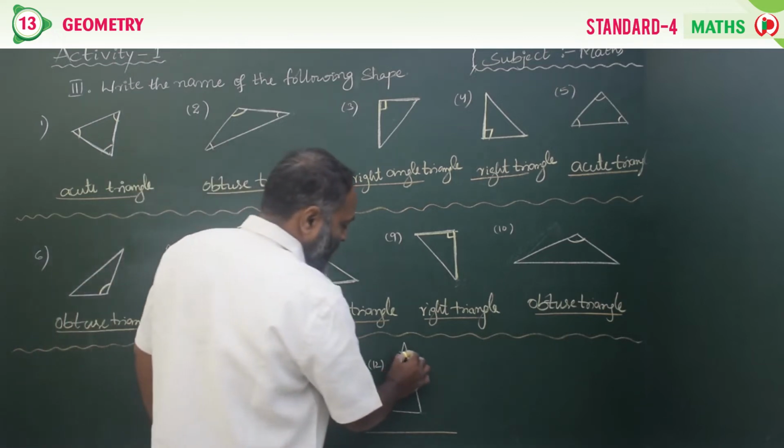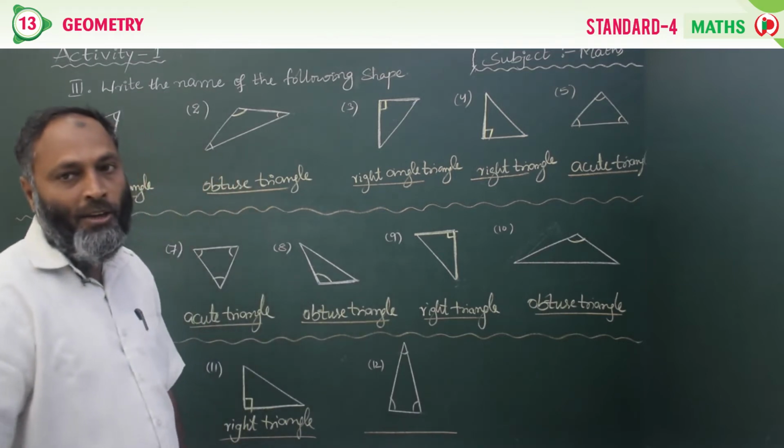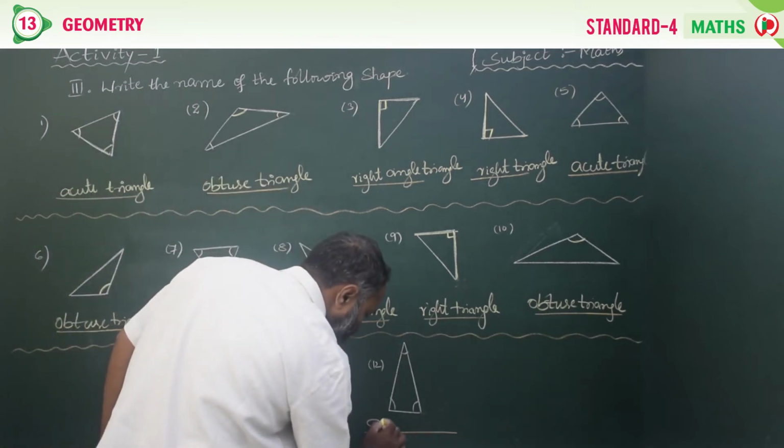Then all the angles are less than 90 degrees here. If all the angles are less than 90 degrees, then it is an acute triangle.